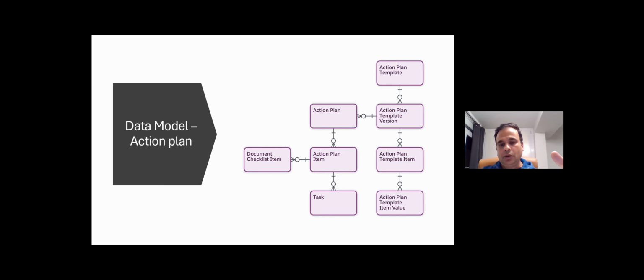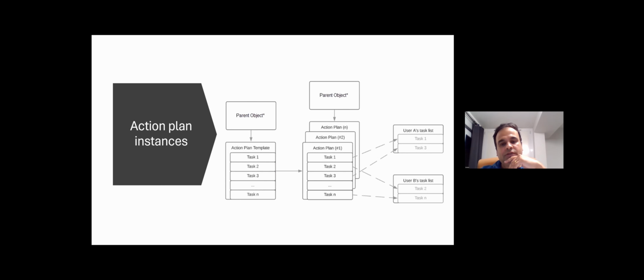Now, how this data model is put into instances: you have a parent object for each action plan template, for example a case, and this action plan template has task 1, task 2, and task n. When it is converted to an action plan, you can have multiple action plans for the same template, because each is an instance of the action plan template, and they can be linked to the same parent object. Then each task can be assigned to user A or user B, and they will have their own task list to complete from the particular action plan, based on the dependency and the configuration you have done on your action plan.